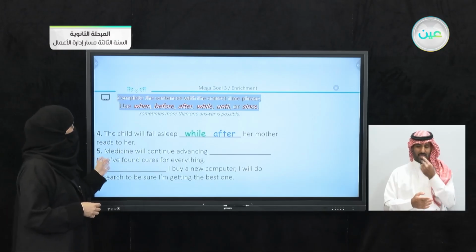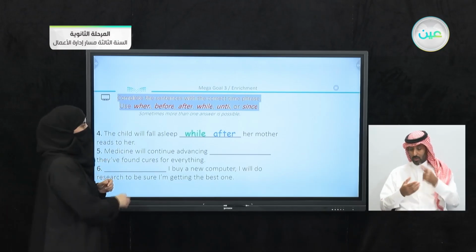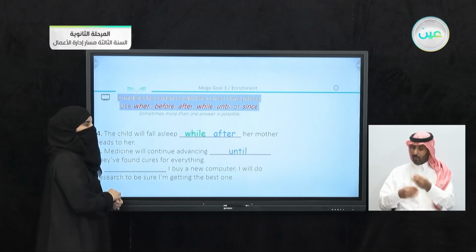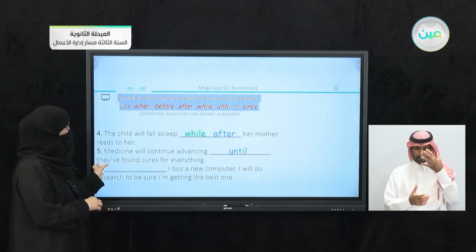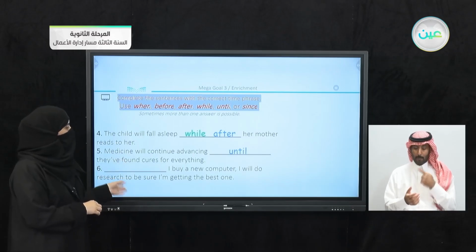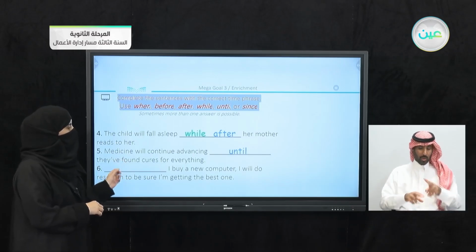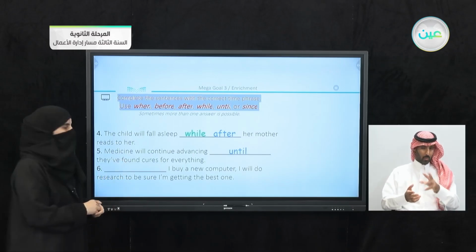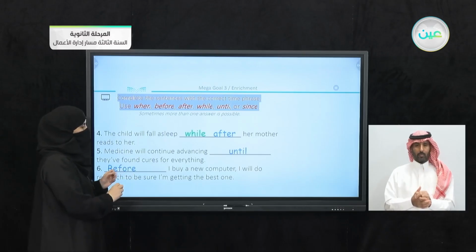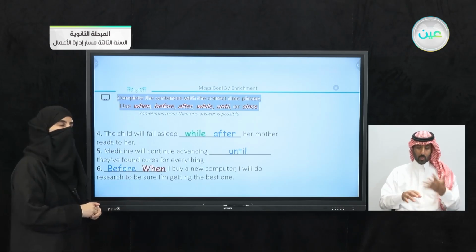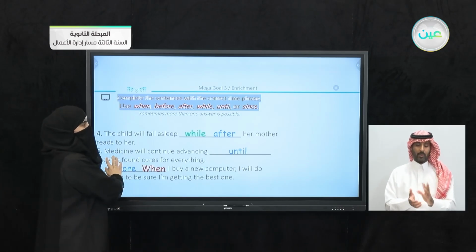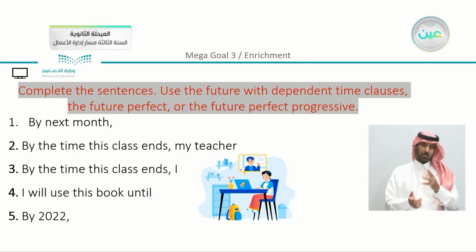Medicine will continue advancing they found cures for everything. Now we have here until they find cures. Here, I buy a new computer, I will do research to be sure I'm getting the best one. I can say we have here before, or I can say when I buy a new computer. So you can see that some answers, they have up to 3 words that can be used.